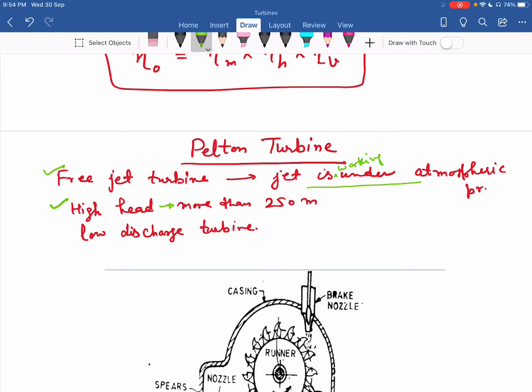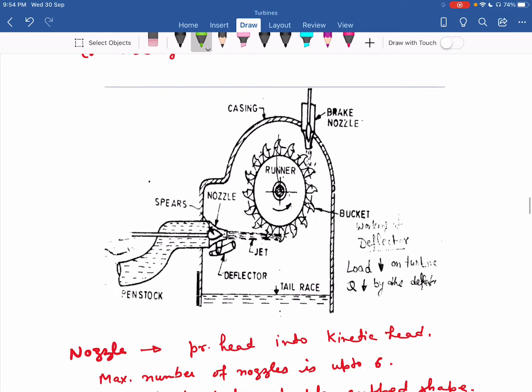Now this is a high head turbine. In this case, as we already saw, the head is more than 250 meters. And this is a low discharge turbine, so to run this turbine, we need less quantity of water as compared to other turbines. Now this is the basic diagram for the Pelton turbine.